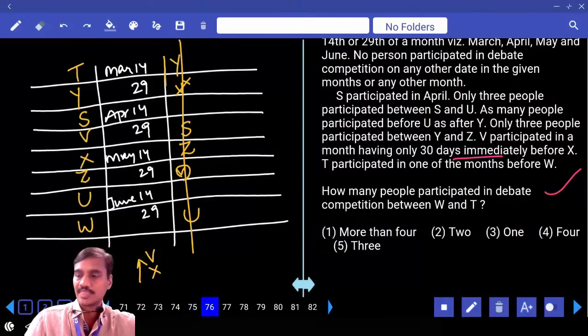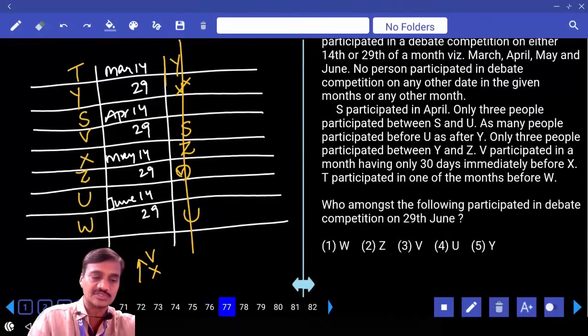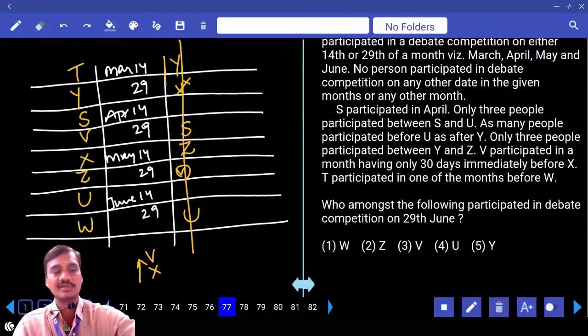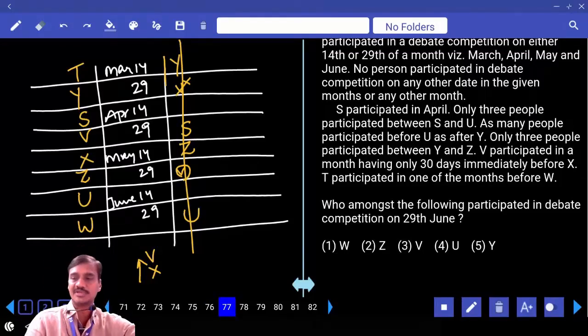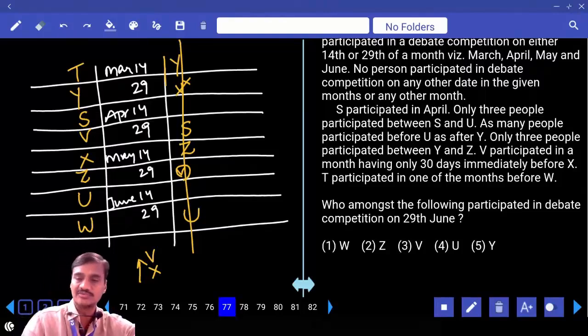Then 76. How many participated in the debate competition between W and T? In between W and T, all the remaining 6 persons. 6, that is more than 4, choice 1, 76. Then 77. Who among the following participated on 29th June? 29th June, that is W, choice 1, 77.